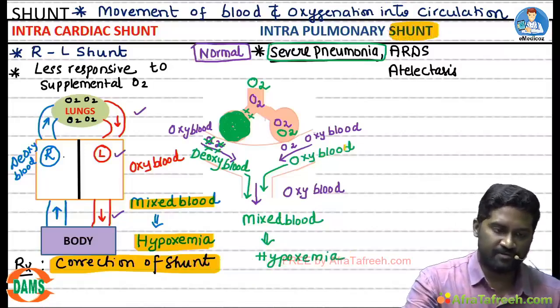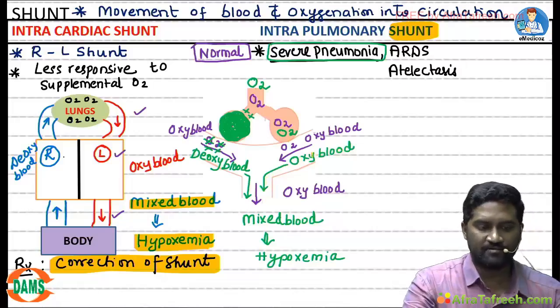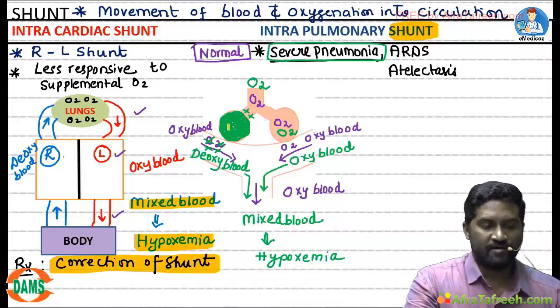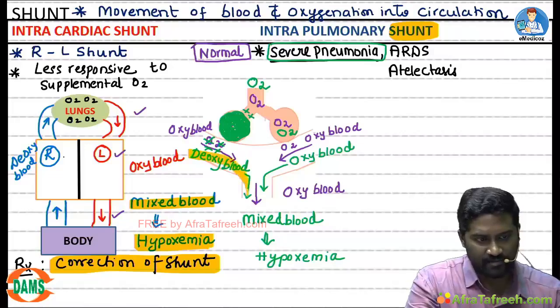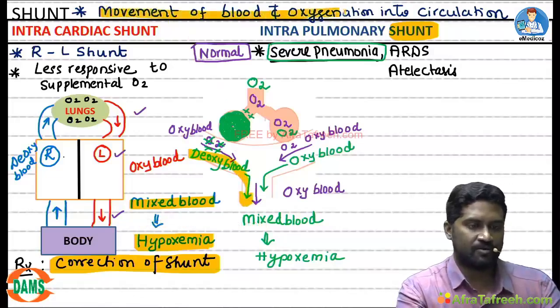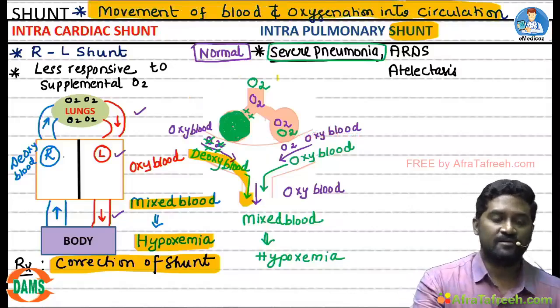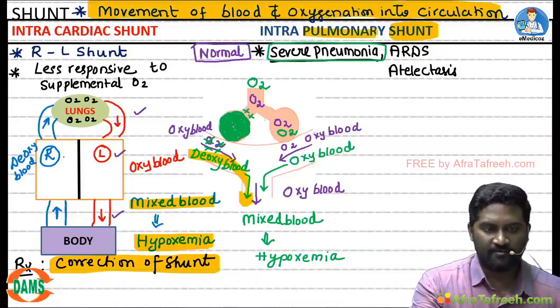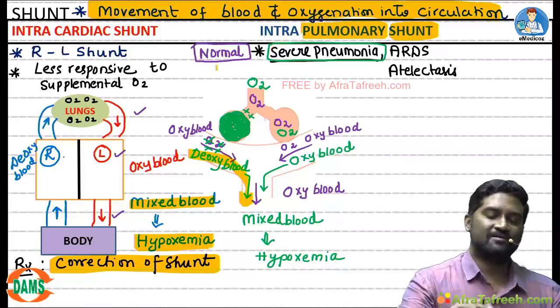If you observe here, on the healthy side, blood is getting oxygenated and coming into circulation. Whereas on the unhealthy side, this blood is not oxygenated, but still it is coming into circulation. So there is movement of blood without oxygenation into circulation. And where is this happening? At the level of the lung. So there is a shunt. It is happening in the lung, so it is called an intrapulmonary shunt.